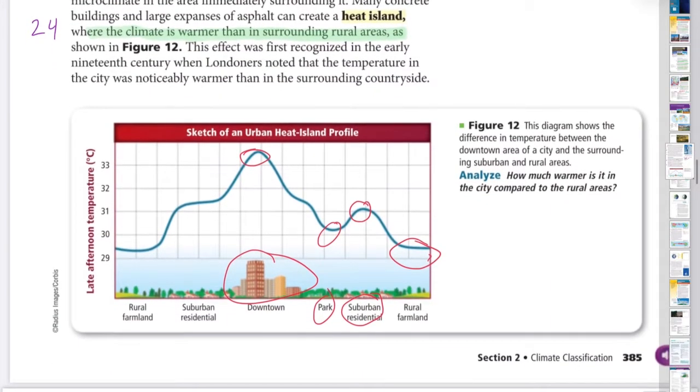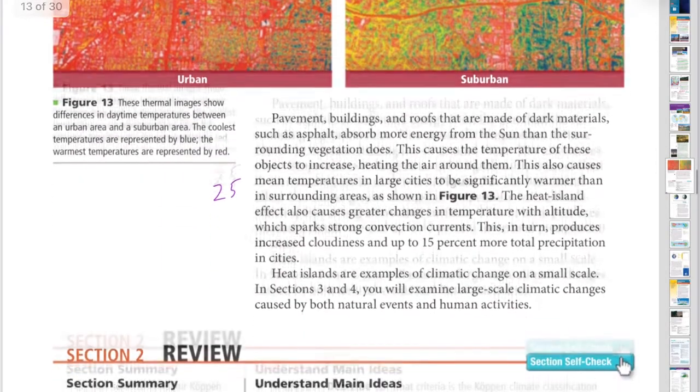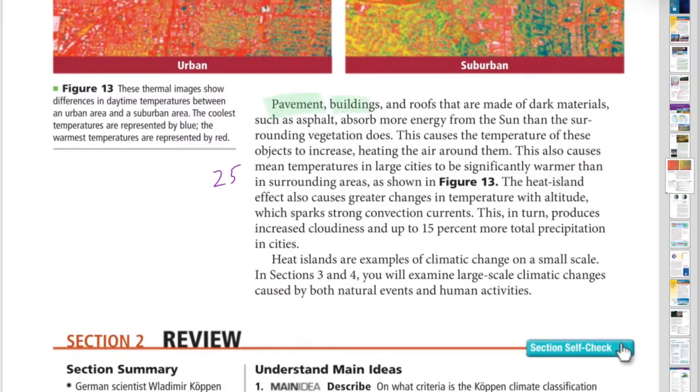So heat islands again form when, well, it's the next section. Pavement, buildings, and roofs are made of dark materials such as asphalt, and they absorb more energy from the sun than the surrounding vegetation does. This causes the temperature of these objects to increase, heating the air around them. This also causes mean temperatures in large cities to be significantly warmer than in surrounding areas, as shown in Figure 13.